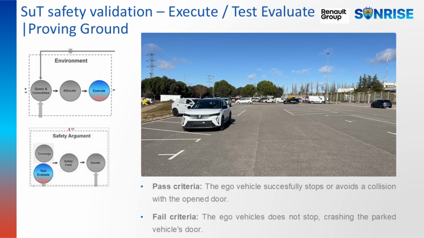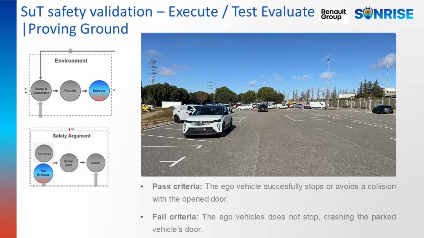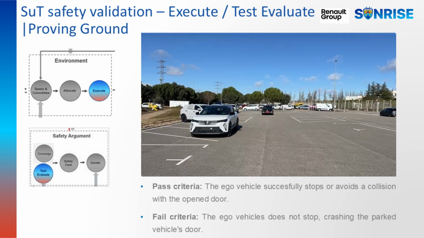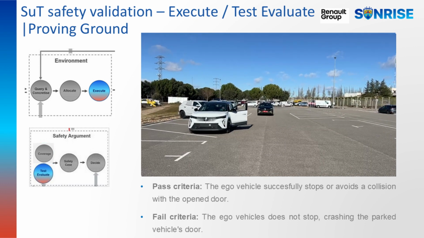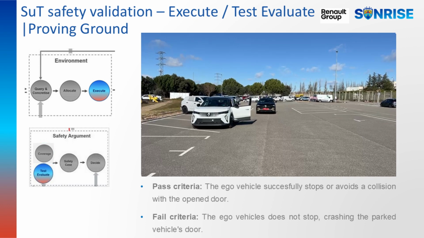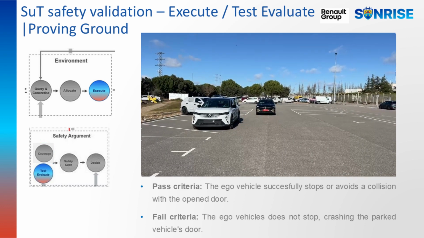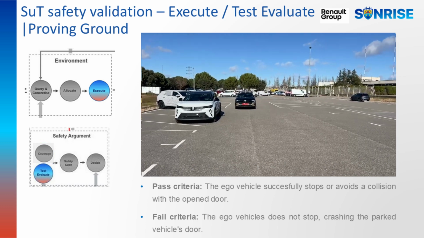The last example shows the execute and test evaluation blocks of the SAF. It shows how the AD prototype enters the outdoor parking area. A driver is inside a parked vehicle. This person is opening the door, and the perception system is detecting this new object in its way, braking and stopping the AD prototype consequently.